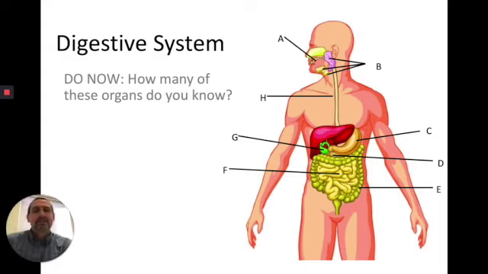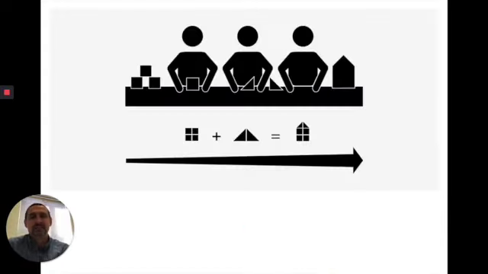So take a look at some of these digestive system organs, and let's see what you might know or recognize. For example, A is pointing to the mouth, also the tongue in the mouth and teeth. B is pointing to the saliva glands. C is the stomach. D is the pancreas. E is the large intestine. F is the small intestine. G is the gallbladder. H is the esophagus.